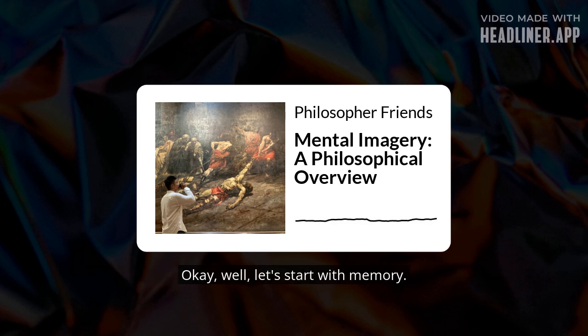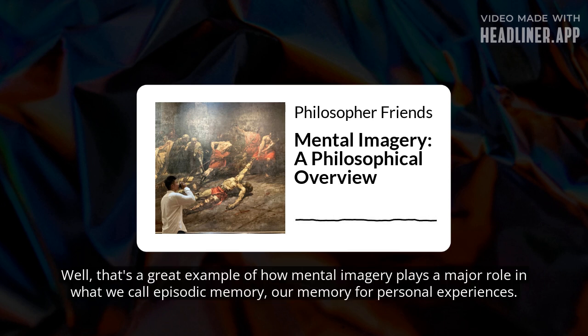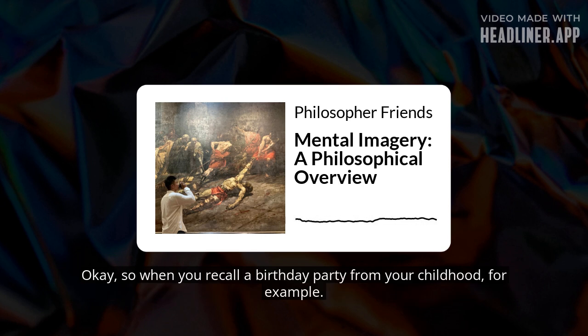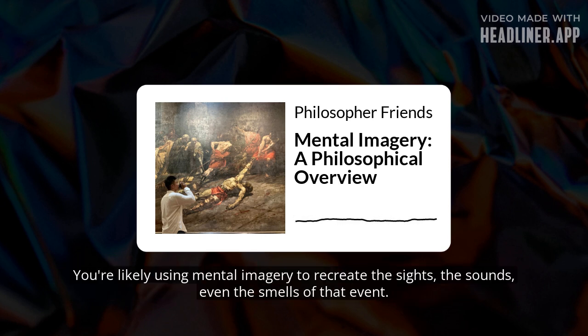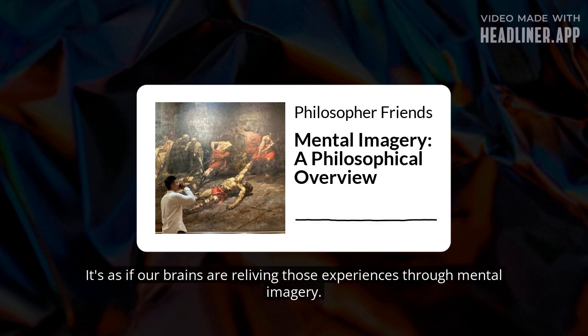Okay, well, let's start with memory. I know you mentioned earlier that you often see images in your head when you're trying to remember a past event. Yeah, for sure. That's a great example of how mental imagery plays a major role in what we call episodic memory, our memory for personal experiences. Okay. So when you recall a birthday party from your childhood, for example, you're likely using mental imagery to recreate the sights, the sounds, even the smells of that event. Yeah, and it feels like the more vivid those mental images are, the more real the memory feels. Exactly. It's as if our brains are reliving those experiences through mental imagery.